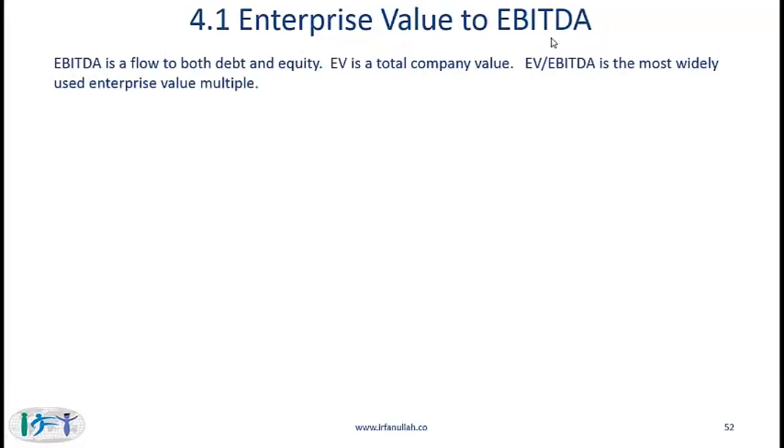Enterprise value to EBITDA. As I'm sure you are aware, EBITDA is a flow to both debt and equity holders, because this is the money that is generated, or this is actually an amount before we subtract taxes, depreciation, amortization. So it goes to both debt holders and equity holders. Enterprise value is a value of the total company, which includes debt and equity. And this ratio, enterprise value to EBITDA, is the most widely used enterprise value multiple.